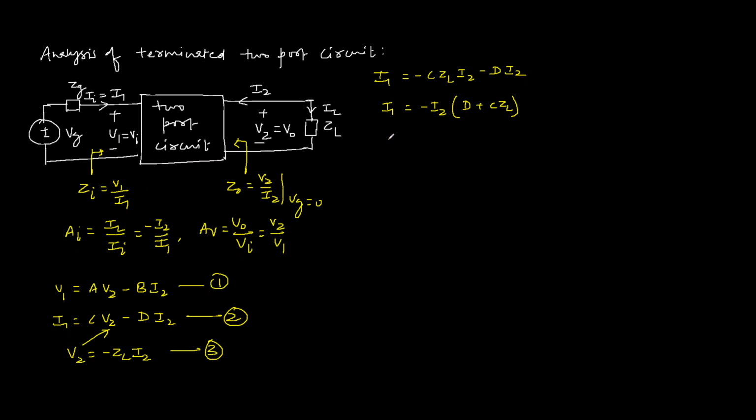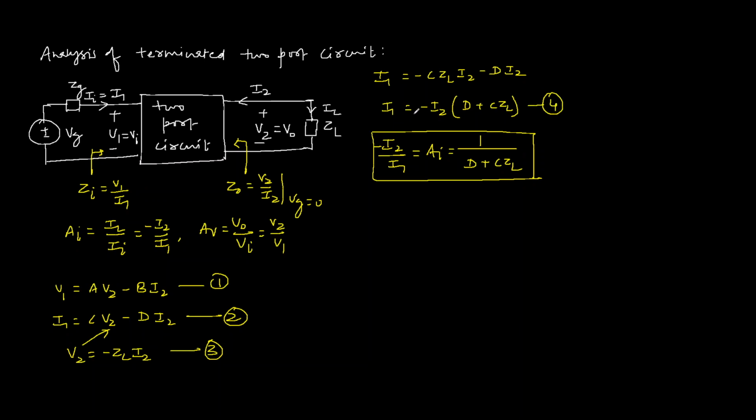So this will give negative I2 over I1, which is the current gain, and it is 1 over D plus CZL. This is the expression for current gain. Now this is equation 4. Now from equation 4, replacing I2 into equation 1. Okay, first replace V2 from equation 3 into 1.